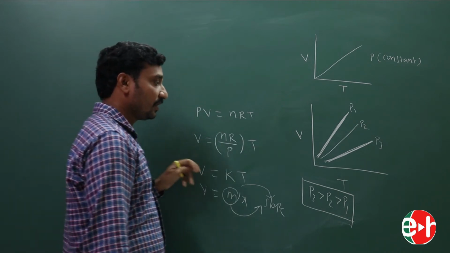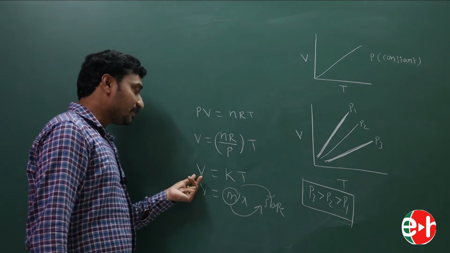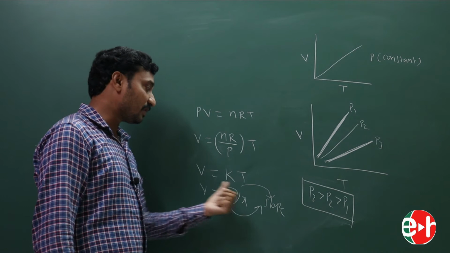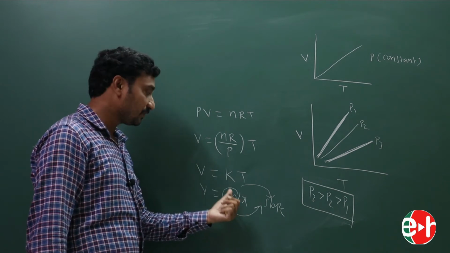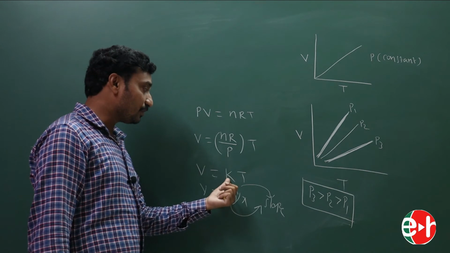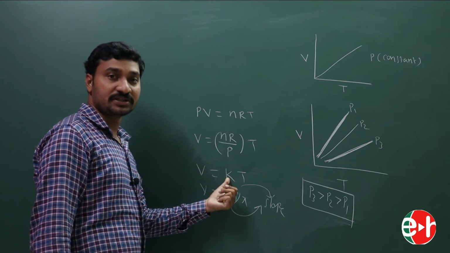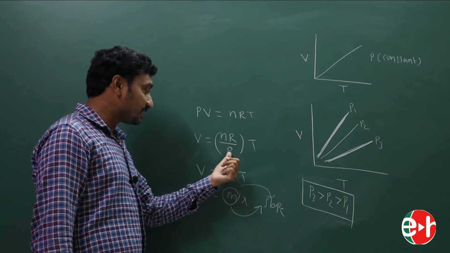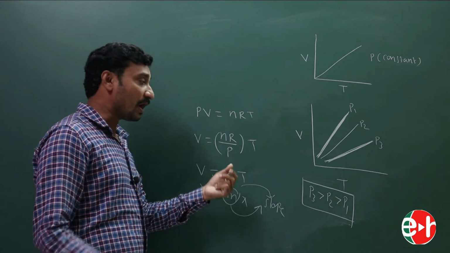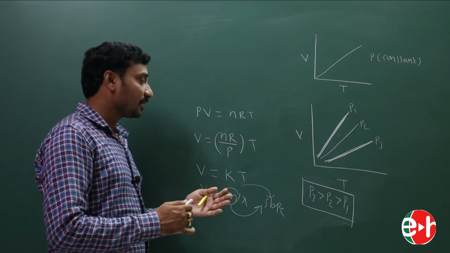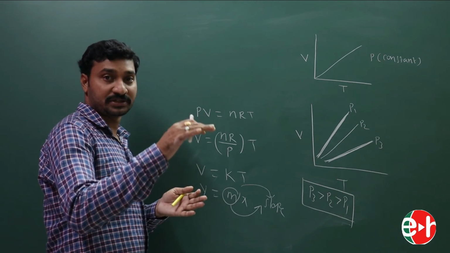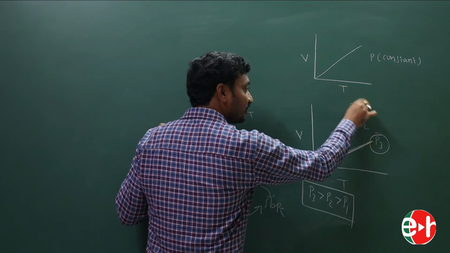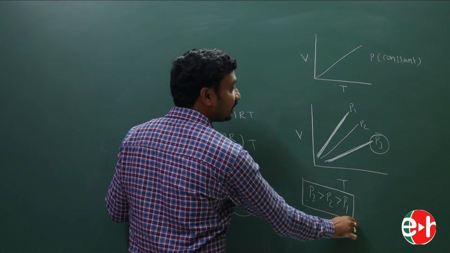Got it? How do we get the relation? According to this, V is equal to KT and y is equal to mx. Here K indicates what? Slope. So nR by P is equal to K. Now P and K have an inverse relationship. That means pressure more, K value less, that means slope less. Pressure less, K value more, slope more. So higher slope curve, lesser pressure. Lower slope curve, higher pressure. So here slope less, that's why pressure more. Here slope more, that's why pressure less. Then the relation is P3 greater than P2 greater than P1.